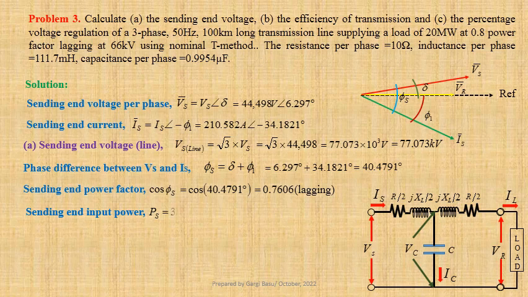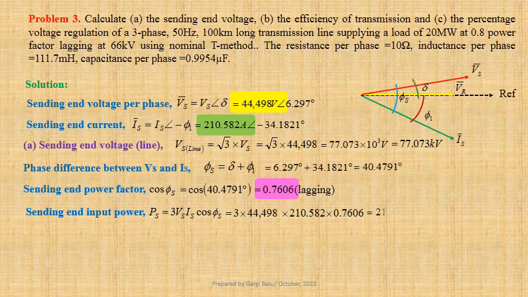Now we shall compute sending end input power. Ps equals to 3 times Vs into Is cos phi s. Using values we get 3 into 44,498 into 210.582 into 0.7606. That gives us 21.38 into 10 to the power 6 watt or 21.38 megawatt.